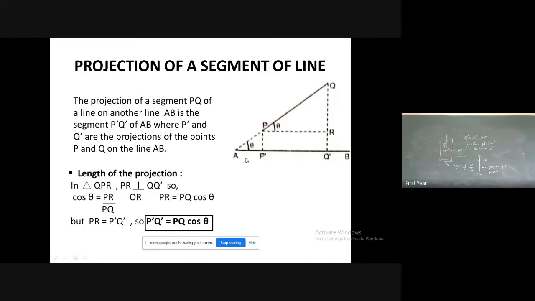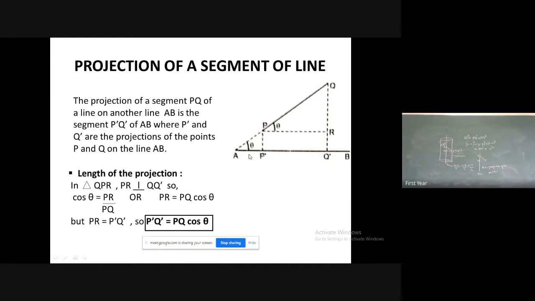What he has done? He told you all that projection of a point is to drop the perpendicular from that point to the line on which you want the projection. So P is dropped to P dash, Q is dropped to Q dash. So the projection of PQ is P dash Q dash. Okay, but how do we get P dash Q dash? With the help of PR. P dash Q dash and PR are equal.